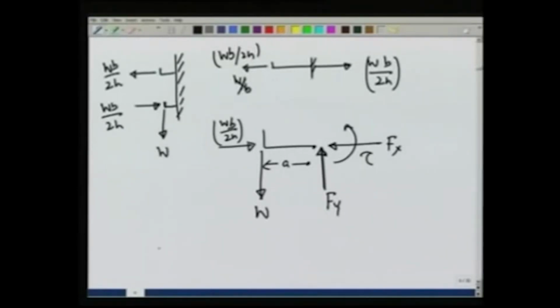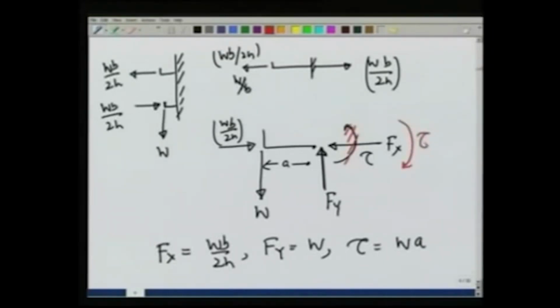So, straight away F x is going to come out to be W B over 2 H, F y is going to come out to be W, and the torque is going to come out to be W times A, but not in this direction, because this is the same direction as the W is providing. The direction would be this way. So, this is the torque generated at the support. So, this is one example of how a fixed support is able to support the applied forces from outside, both vertical and horizontal, as well as a torque applied from outside.